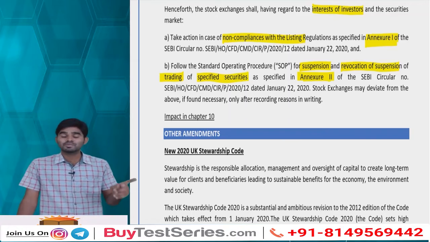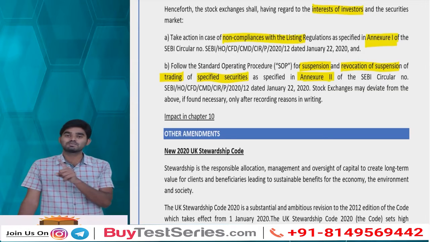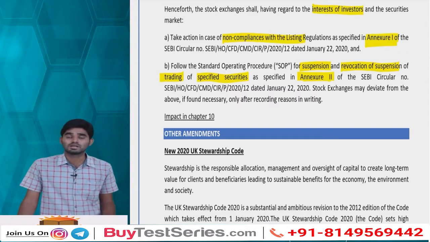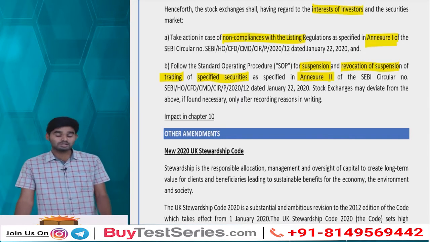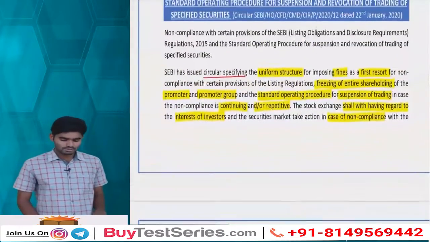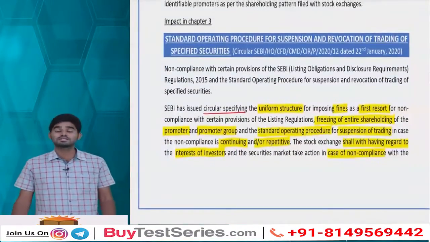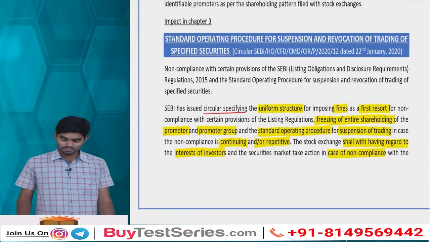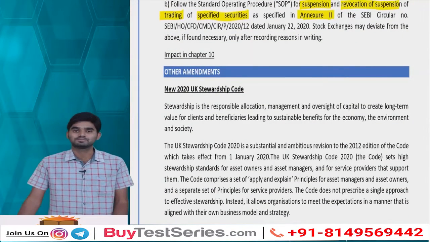Clear, everyone? So if your offense is a continuous one or a repetitive one, then your shares may be suspended. Clear, everyone? And even the promoters and promoter group share demats may be frozen, wherein you cannot deal in the shares of the companies. Clear, everyone? This is the SOP that has been included in chapter number 10. Clear, everyone? So two important things, that is Regulation 17 with respect to separation of role of a chairperson, and the other thing, that is the standard operating procedure. Clear, everyone? This is as far as your SEBI regulations are concerned.